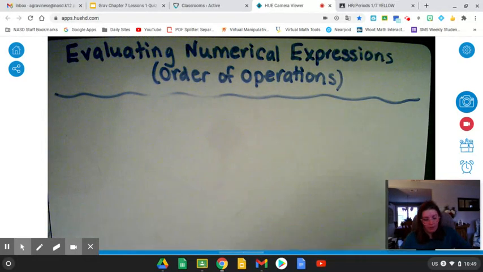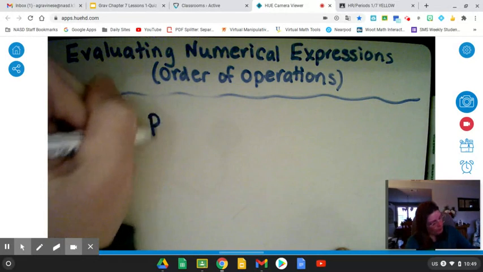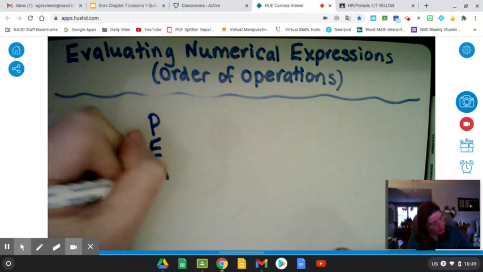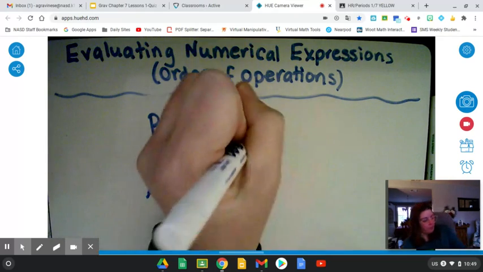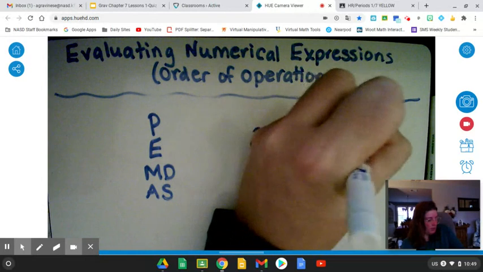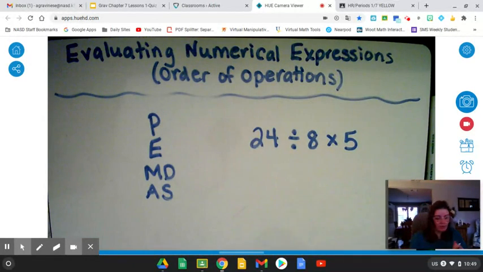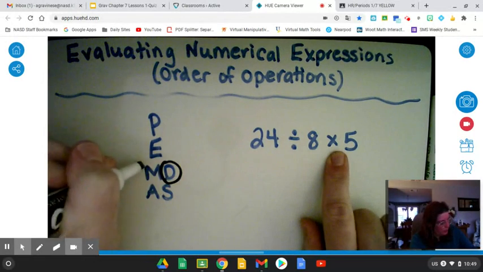For this one, I'm still going to have my cheat sheet here, and it's helpful to write this as you do these problems. 24 divided by 8 times 5. All right, so what do we do first? Let's circle the operations we have. We have division and we have multiplication.